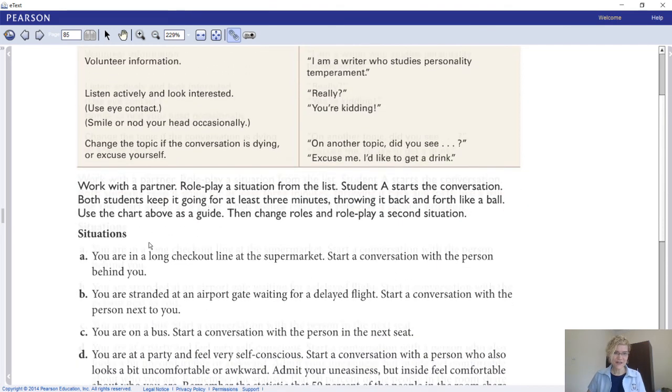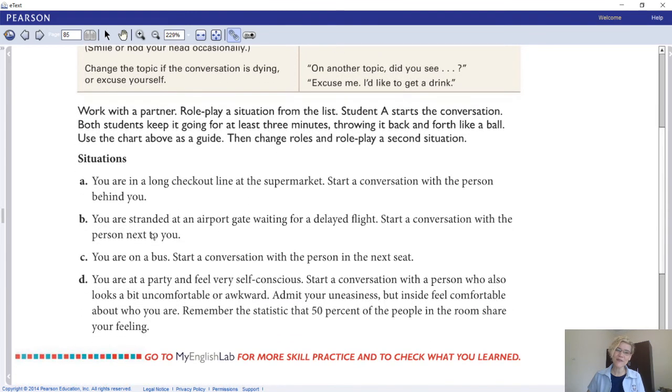Okay, all right. Basically, you've got to role play a situation from the list. Student A starts the conversation. Both students keep it going for at least 3 minutes, throwing it back and forth like a ball, right? Then use the chart above as a guide, change roles, and role play a second situation.